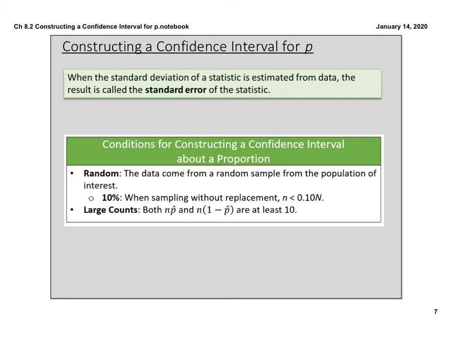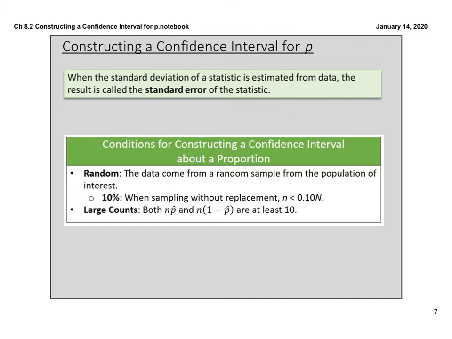So we will be checking all three of those conditions before, keyword before, you calculate the confidence interval. So that's a big piece that you have to show on the AP exam. Before you calculate the confidence interval, you have to check those three conditions. You have to state that it was random, you have to state that it fulfills the large counts condition, and you have to state that it fulfills the 10% condition.